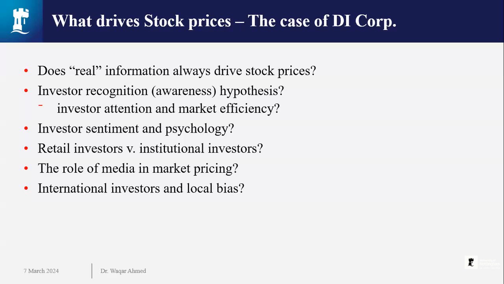And then international investors and local bias. Another element to look at is the international investors, and the local bias. There's something that we might have already spoken about called home bias. So you typically invest in stocks that you're more familiar with, that are closer to you, right? And we call it home bias because it's closer to you. You're aware of it.